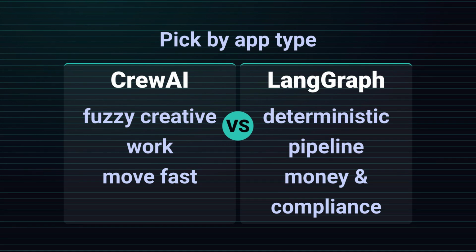For my research assistant, I shipped the LangGraph version. The control was non-negotiable, but I keep a CrewAI prototype around for every new idea, because nothing kills momentum faster than fighting your framework on day one.